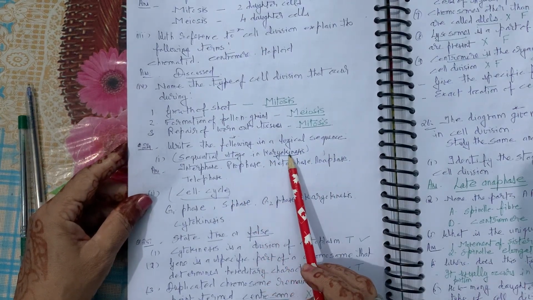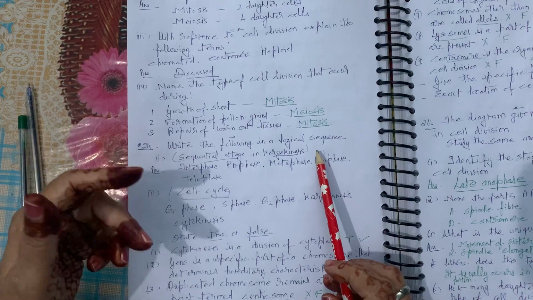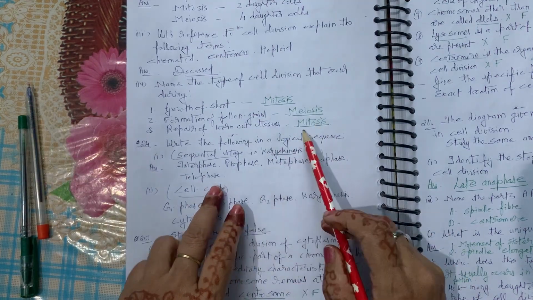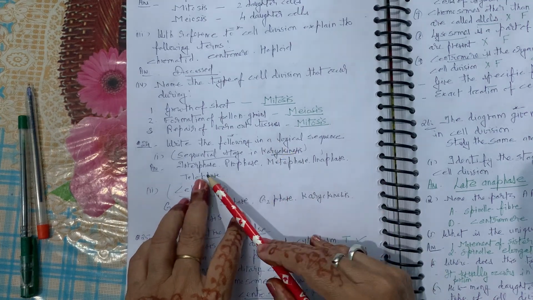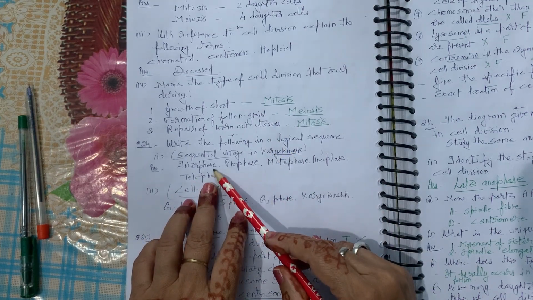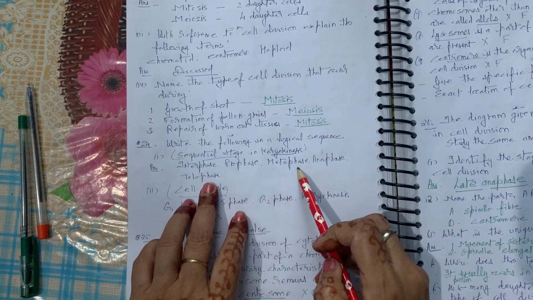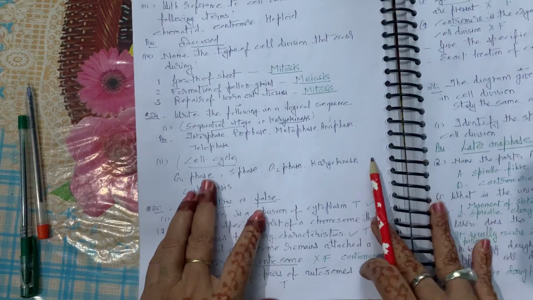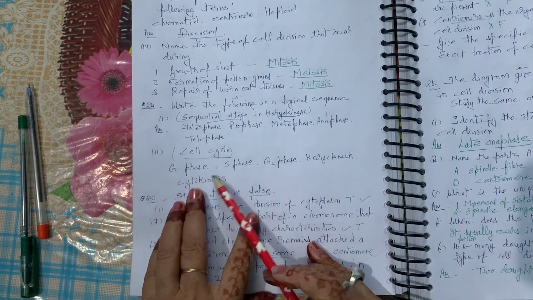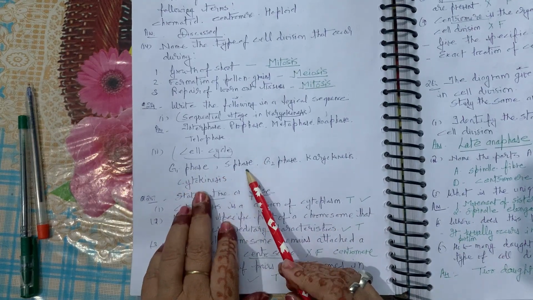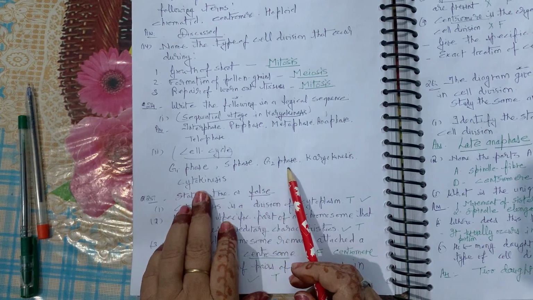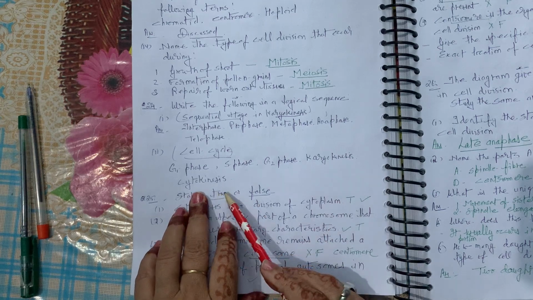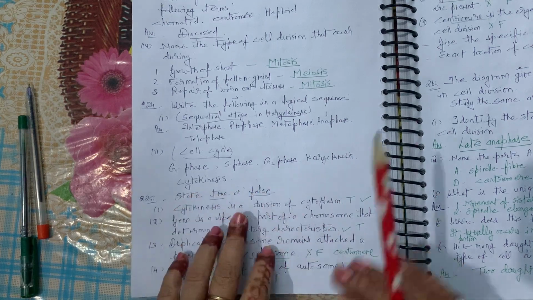Next, write the following in a logical sequence. Sequential stages in karyokinesis, that is, in the division of the nuclei: first interphase, which is the beginning of mitosis, then prophase, metaphase, anaphase, and telophase. Cell cycle: first is the G1 phase, then the S phase, the synthesis phase, then the G2 phase, then karyokinesis, which is followed by cytokinesis, that is the division of cytoplasm.